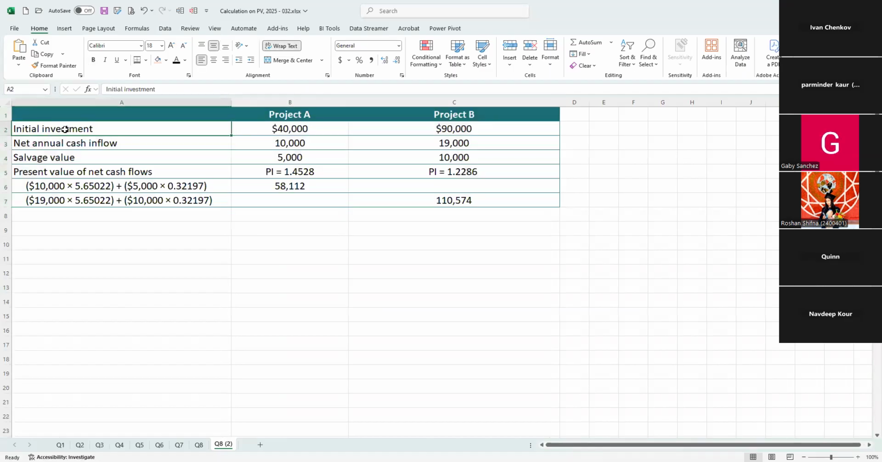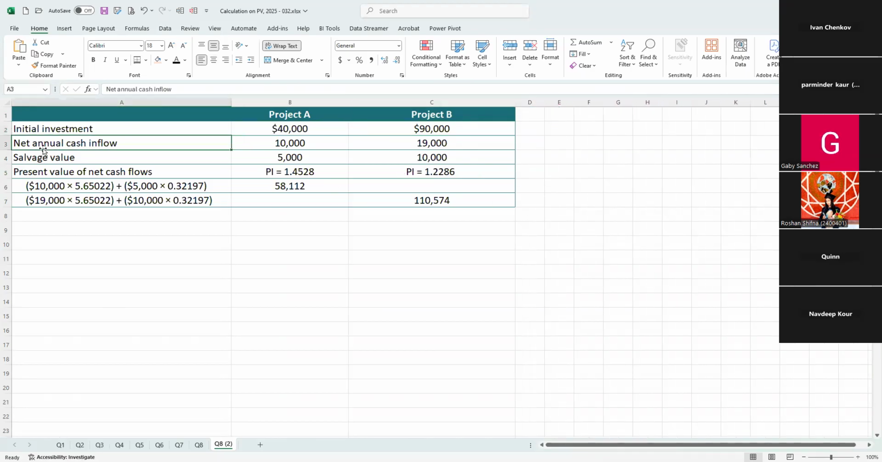So I have those two investments. First project, I'm investing $40,000. In project B, I'm investing $90,000. Net annual cash flow is 10,000 here, 19,000 here. Salvage value is 5,000 here, 10,000 here. Now, the question is, what's the present value of the first one? What's the present value of the second one, if we have to calculate it?